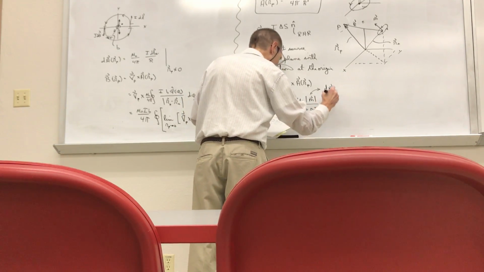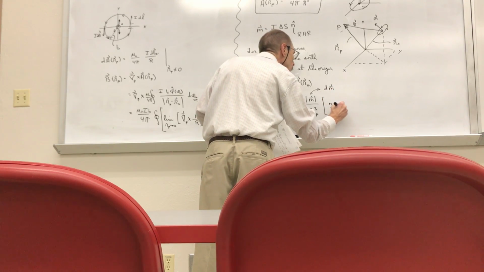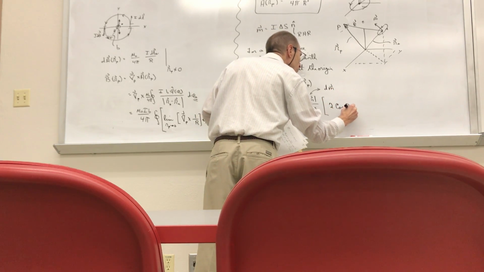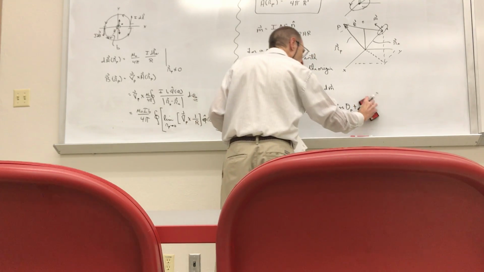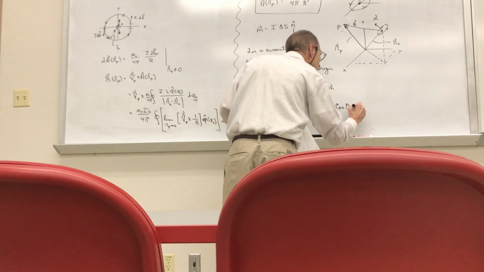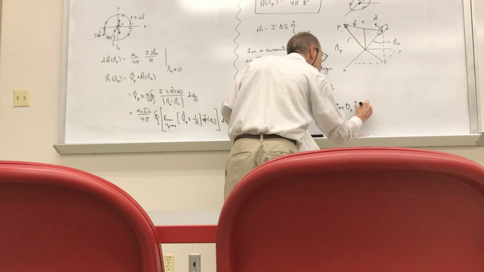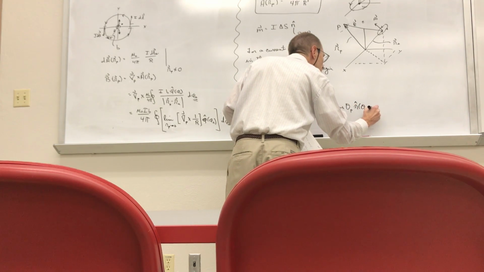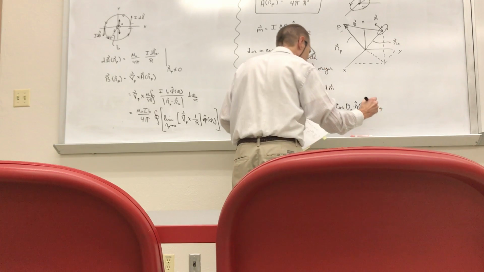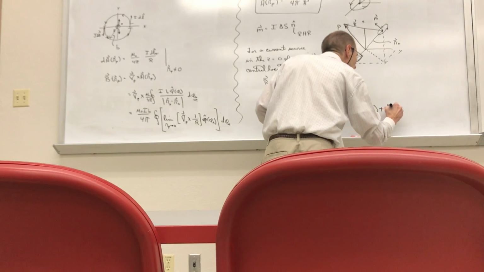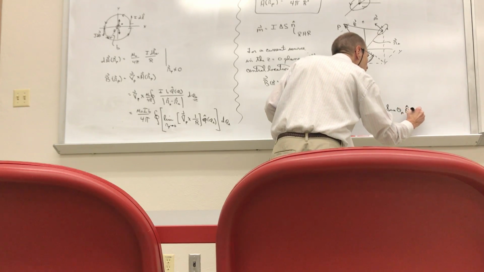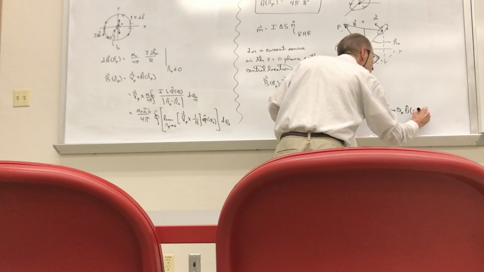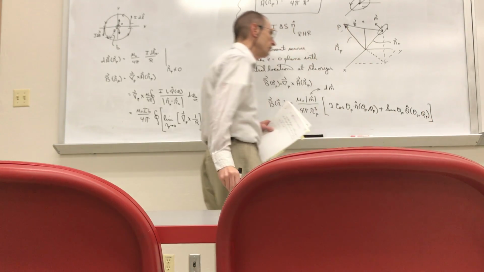times the quantity 2 times the cosine of theta sub p times the unit vector in the radial direction, which is a function of theta sub p and phi sub p, plus the sine of theta sub p times the theta unit vector, which is a function of the position of our point of observation.